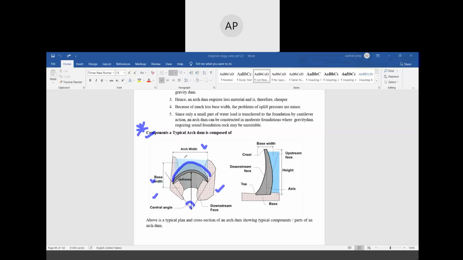If you take a cross section of this portion, then it will show this is the base width. This is the upstream face, height, axis, base, toe, downstream face, and the upper portion is the crest. Okay. The above is a typical plan and cross section of an arch dam showing typical components of an arch dam. So let's see what are the advantages and disadvantages of an arch dam.